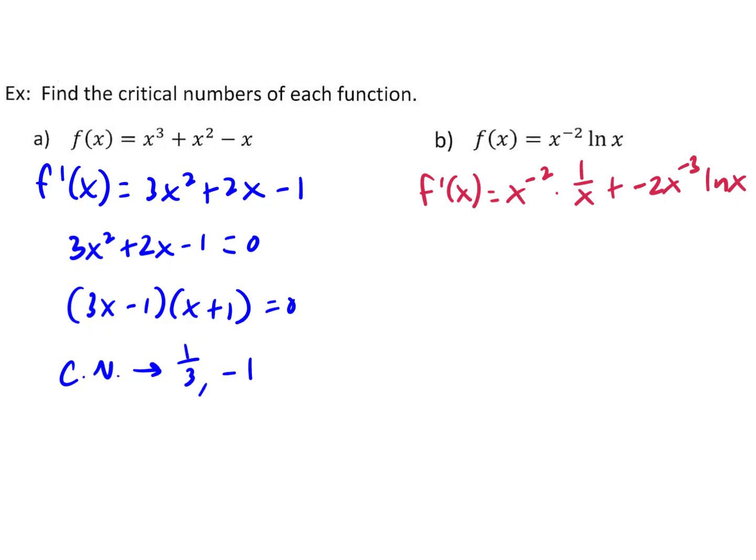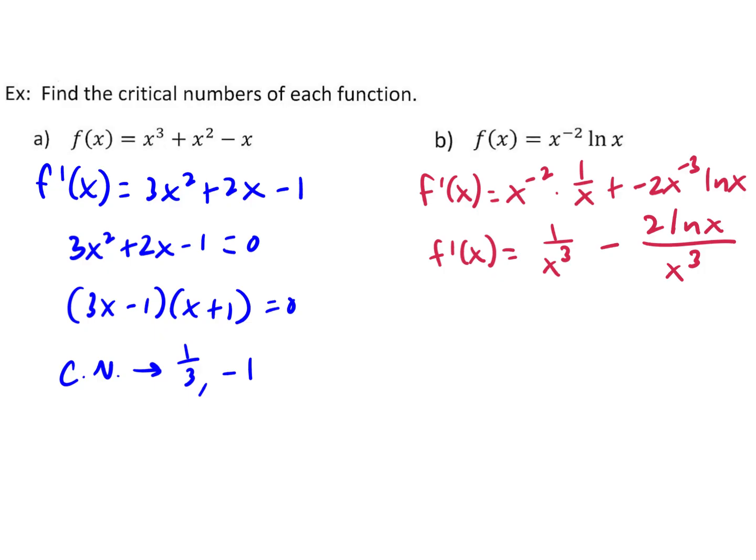Now I'm going to simplify this a little bit because that makes finding these critical values easier, right? So this x to the -2 goes down, I change this plus to a minus, and this x to the 3rd goes down. And what that allows me to do then is think of it as one fraction. Okay? Any questions about that?